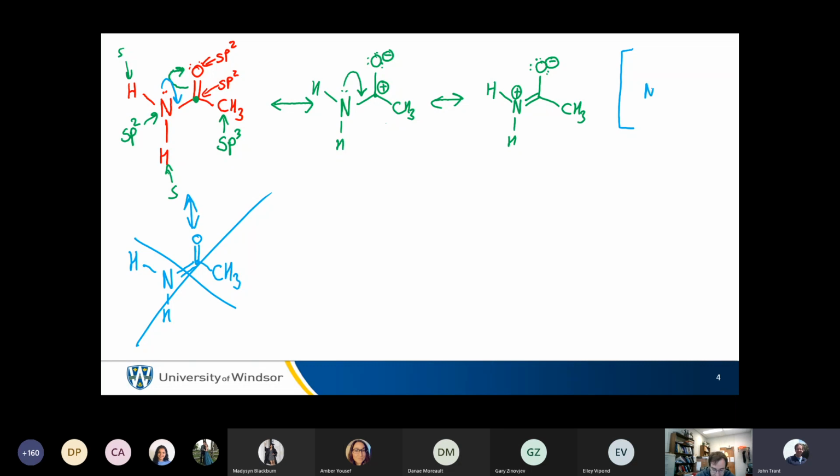But your resonance hybrid always shows some charges. So it's great that the structure over on the far left is neutral. It's the most important thing. But where are the partial charges that do exist? Well, actually mostly on the nitrogen. Make the nitrogen slightly bigger. And we'll talk a little bit about why.